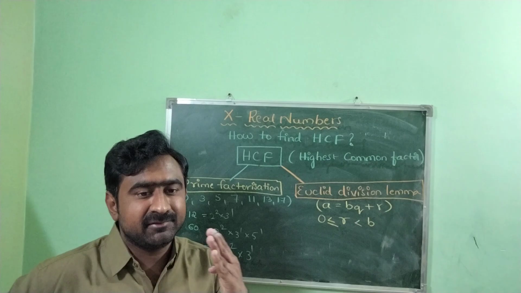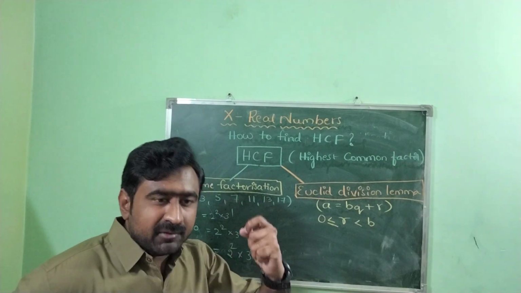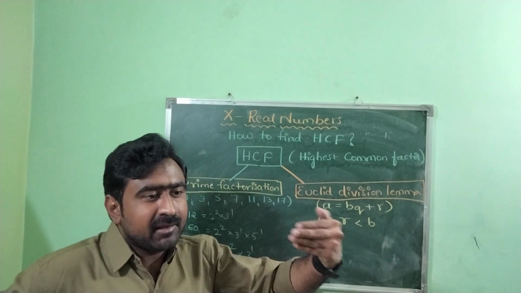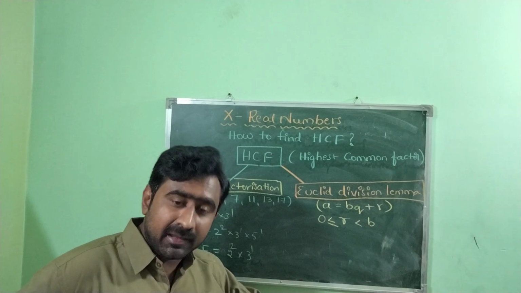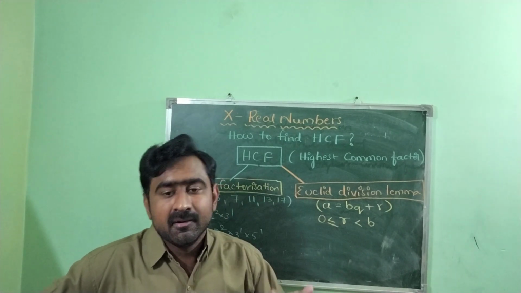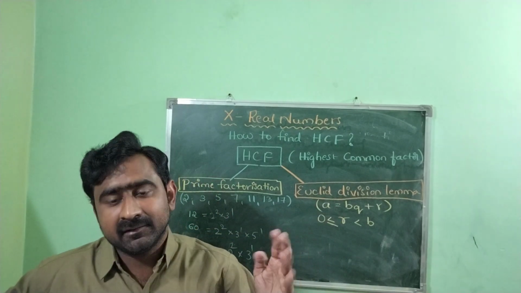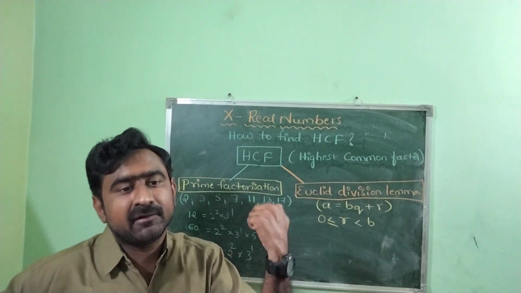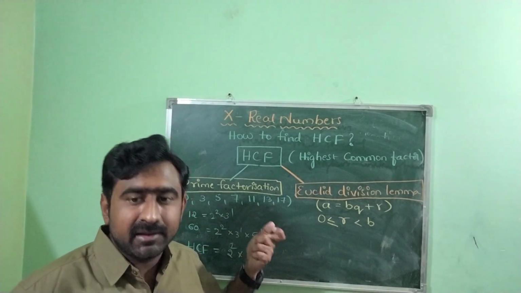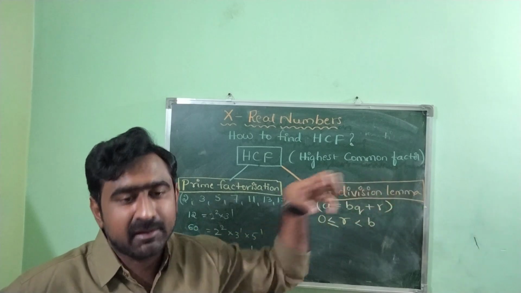The name itself says that we need to trace out the highest common factor. For example, if they give three or four numbers and we want to calculate the HCF, first of all we need to write out all the factors. From those factors, you take out the common factors. That is the meaning of the highest common factor for the given numbers.